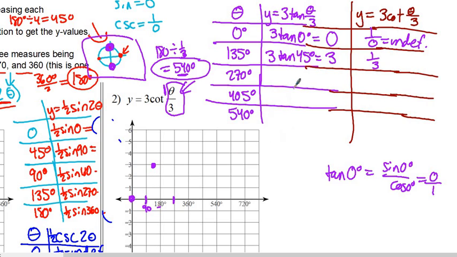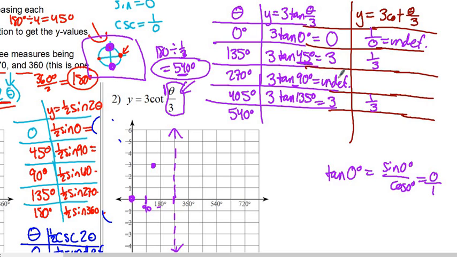Okay. After that, 270, so 3 times 270 divided by 3 is 90. Tan of 90 is undefined, so there's going to be a vertical asymptote at 270 degrees, which is right here. Okay, so we have a vertical asymptote right there. And then at 405 degrees, 405 divided by 3 is 135. And once again, 135, tangent of 135 is like tan of 45. So it's equal to 3. That means this is 1/3.